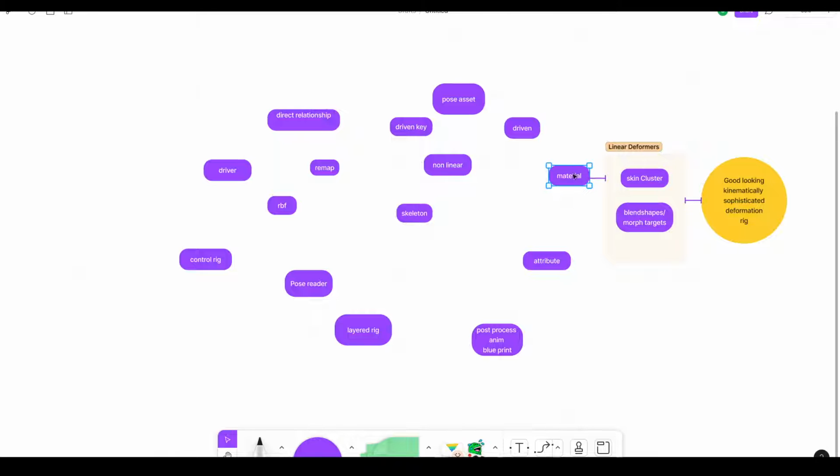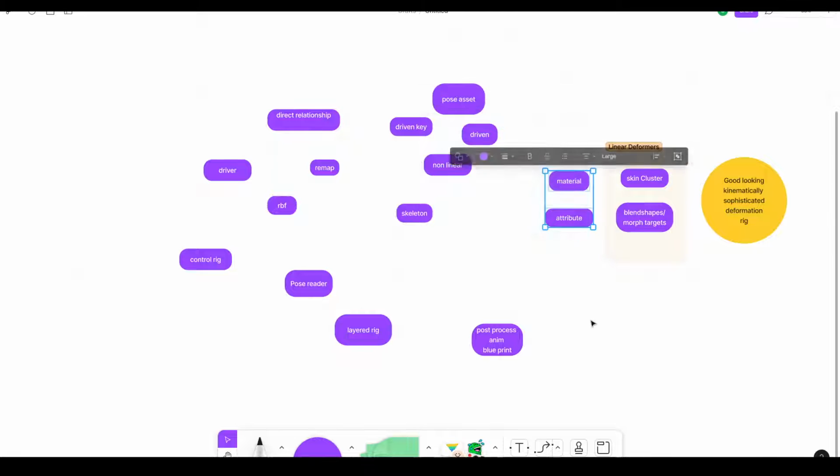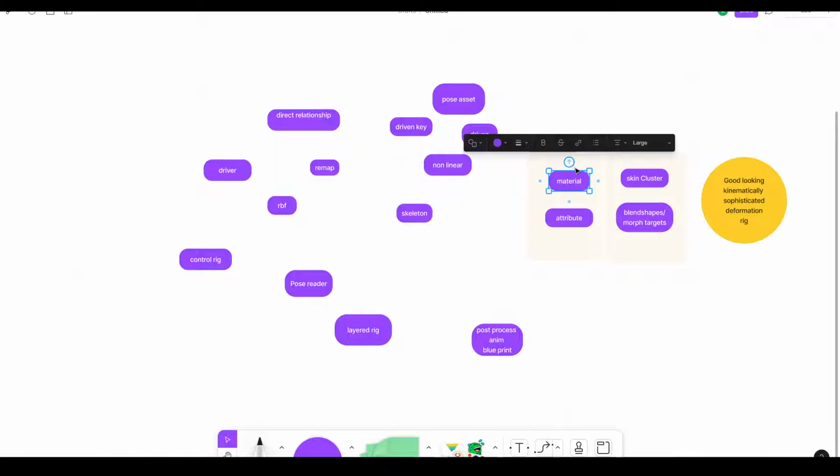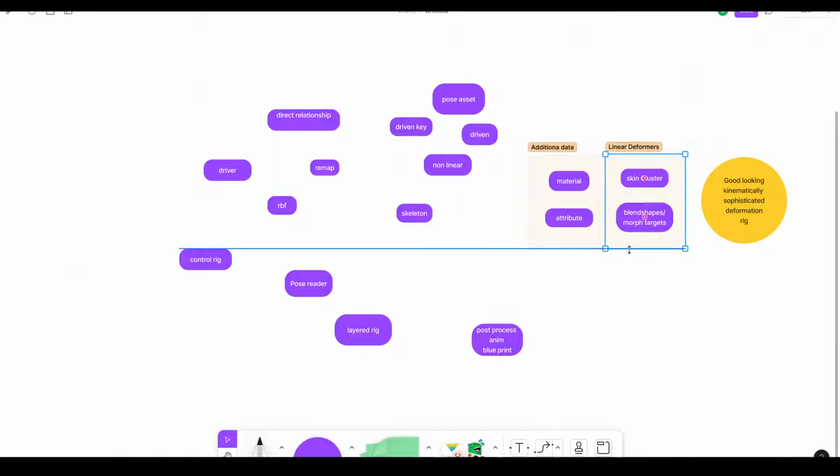And then, something else that can define the good looking of the character could be some custom stuff, a material moving. Like we want to say that every time, I don't know, the left arm stretches, it just becomes green for some reason. So this is additional data.